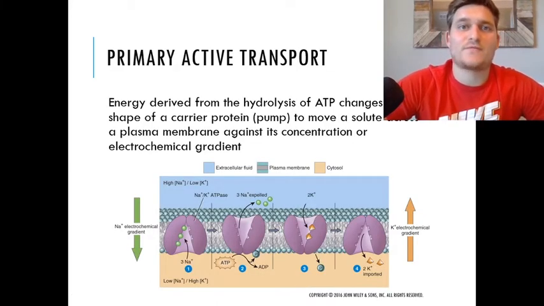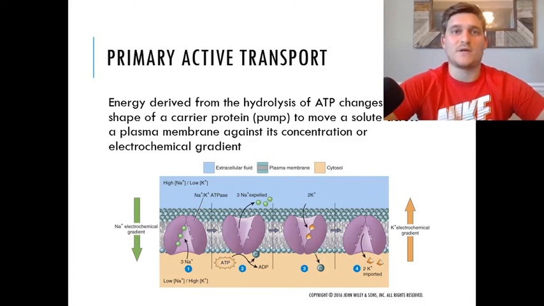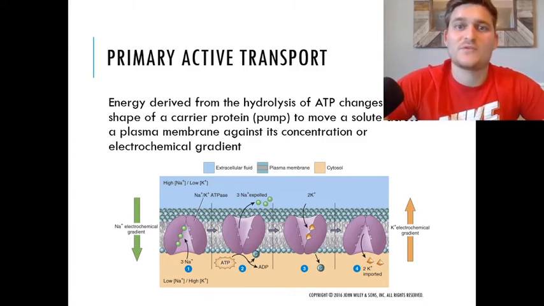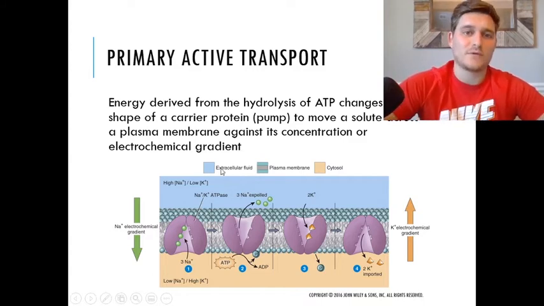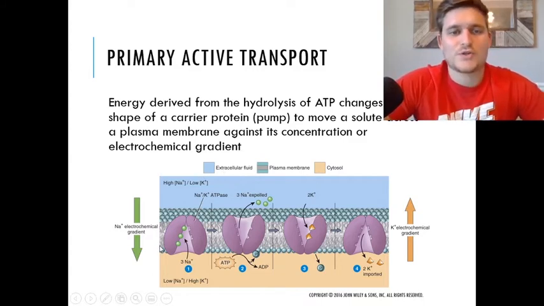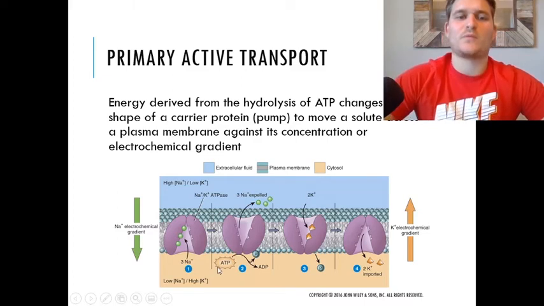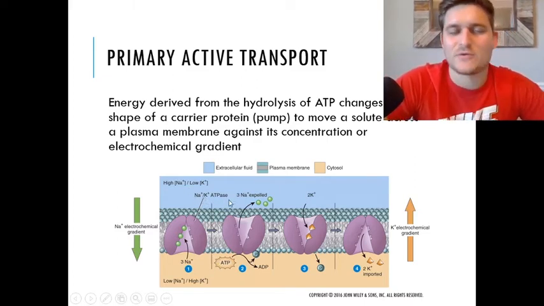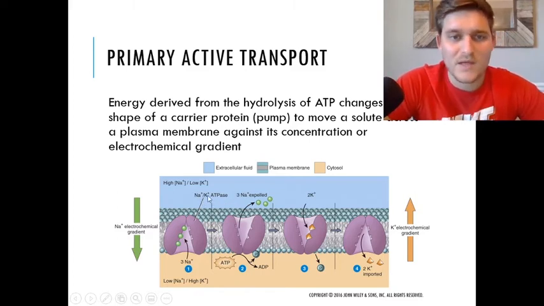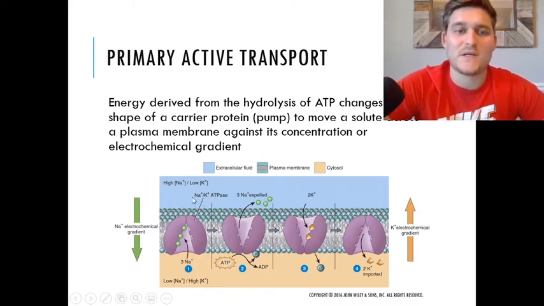During primary active transport, a carrier protein, also known as a pump, is going to hydrolyze ATP in order to transport a solute uphill. And so here down below, we see one of the more prevalent pumps called sodium-potassium ATPase, or the sodium-potassium pump, which cleaves ATP in order to move ions uphill.